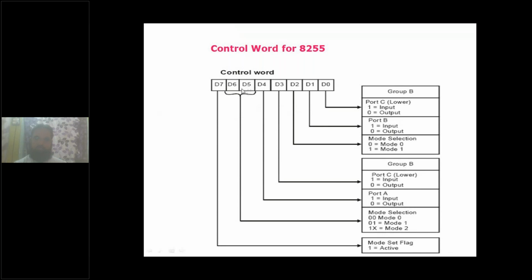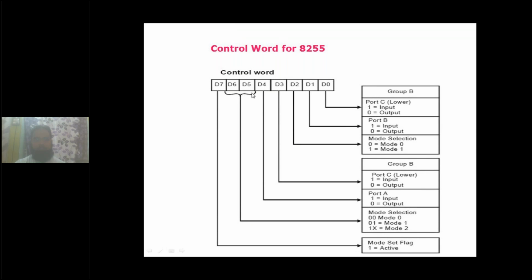D5 and D6. These are the two bits which decide the mode of operation of port A. As I said just now, port A can operate in mode 0, mode 1 and mode 2. Port B can operate in mode 0 and mode 1, and there is no mode of operation of port C.